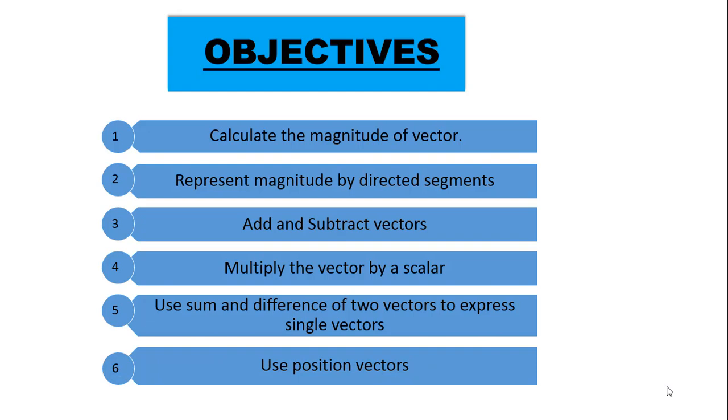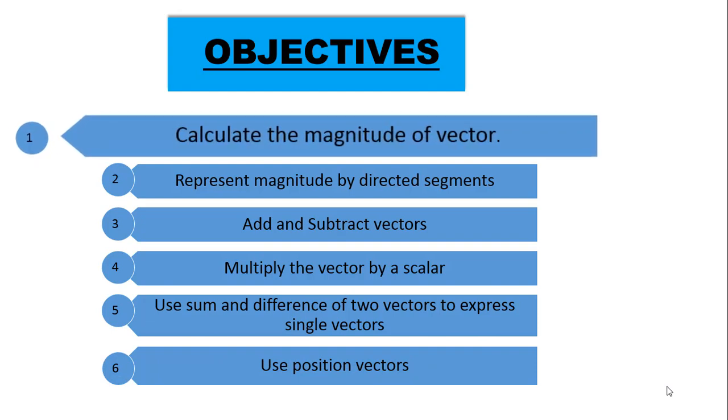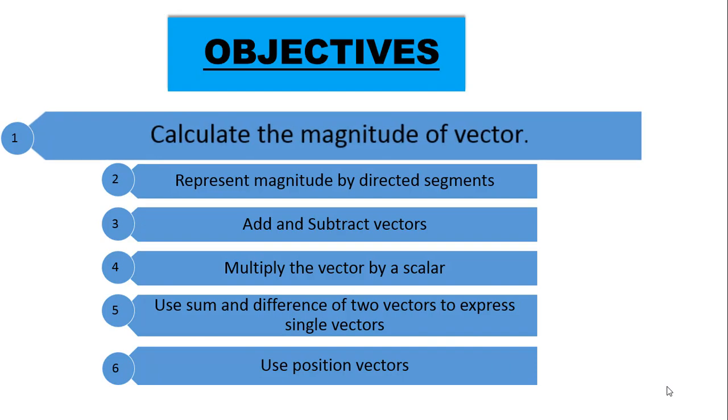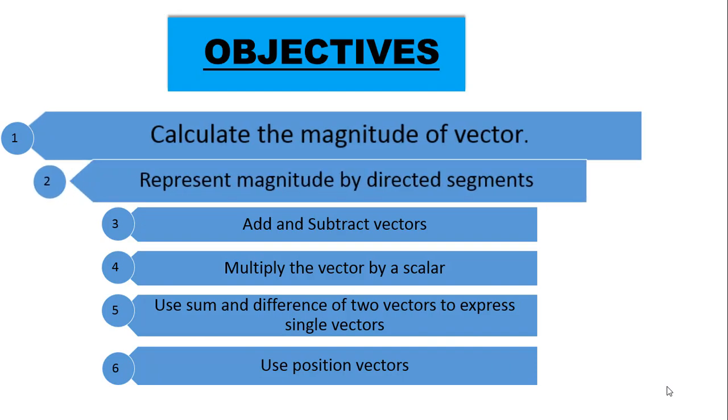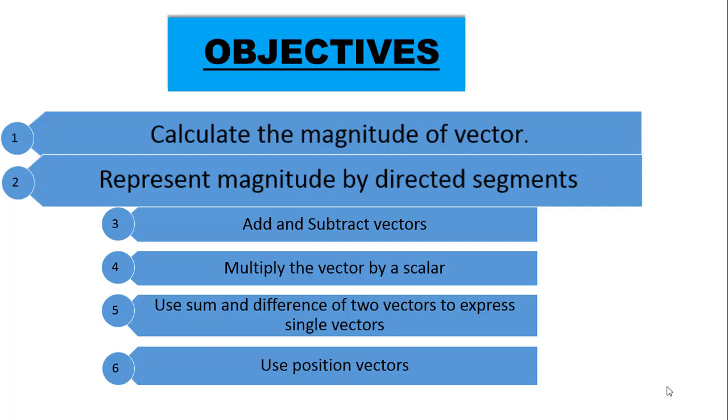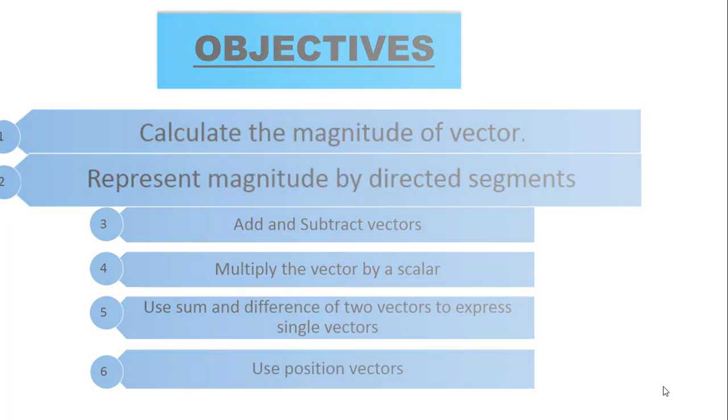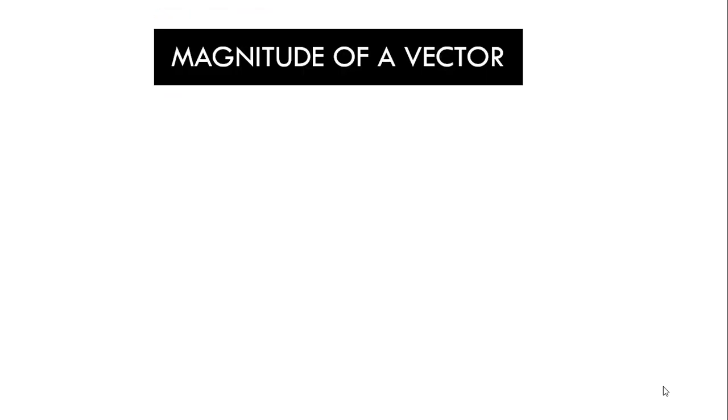In this particular tutorial, we are going to discuss objective number 1, how to calculate the magnitude of the vector, and number 2, how to represent the magnitude by directed segments or how to represent it by column vectors. Let's dig deep into these objectives, starting with the magnitude of the vectors.